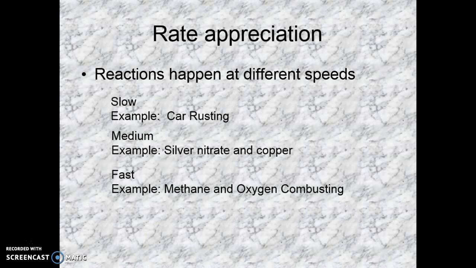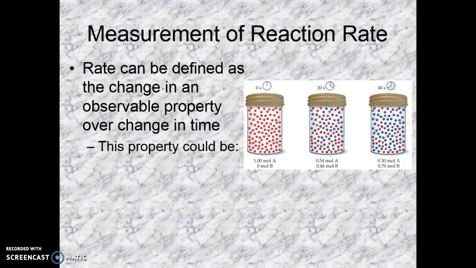So rate is really how fast something happens, right? If you think about it, you can have reactions that happen slowly, like a car rusting. You can have medium reactions like silver nitrate and copper. We were able to do that reaction overnight. You saw it start to happen almost instantaneously. Or you could have something very fast like methane and oxygen combusting, and it's so fast it's explosive with a lot of heat released. So reactions happen at all different speeds.